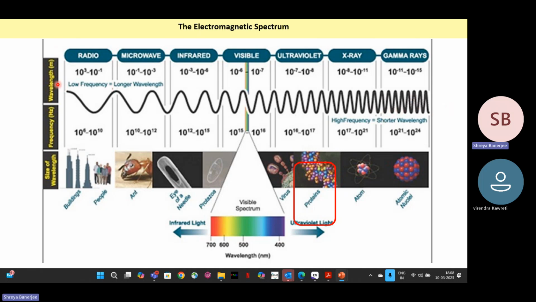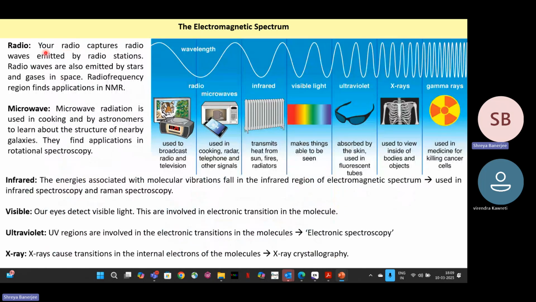So the electromagnetic spectrum is made up of different kinds of waves like this. We had seen previously that for NMR, we were focusing on the radio waves. Here we will see how different regions of the spectrum are used for different kinds of spectroscopy. So we'll just briefly look into the different regions of the electromagnetic spectrum.